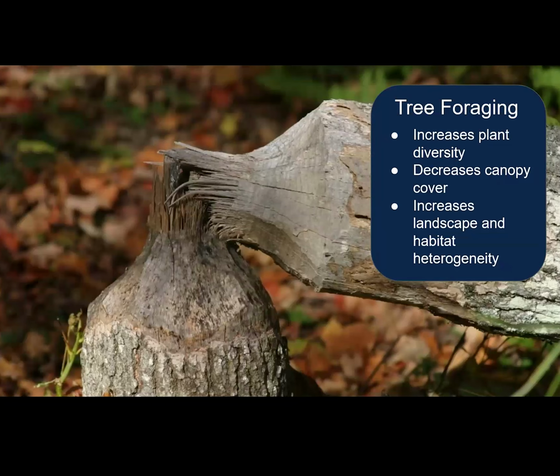In the summer, they feed on herbaceous plants as well. But in the winter, they eat primarily this cambium. And so they cut down trees for food, and they also cut down trees to create dams. This behavior of tree foraging can have huge impacts on the landscape.